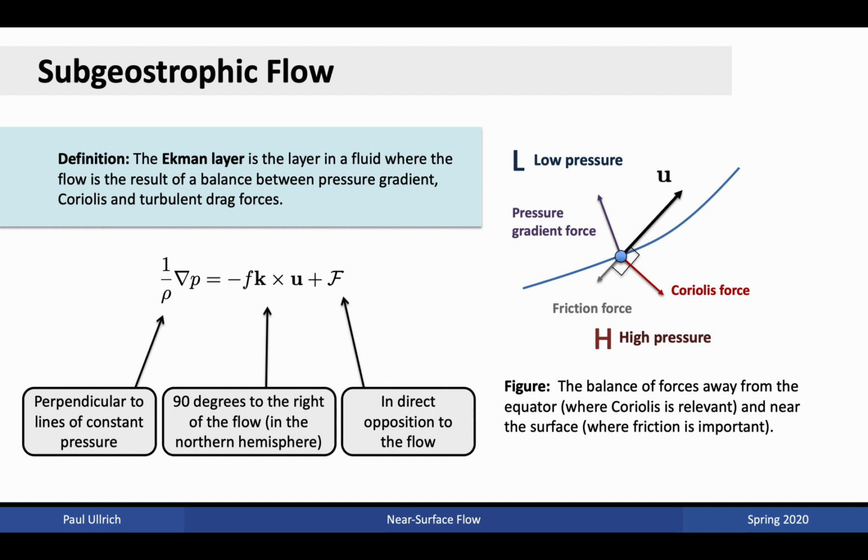This layer is known as the Ekman layer of the atmosphere. It's where the frictional forces cannot be neglected, and where in the fluid, the flow is the result of the balance between pressure gradient, Coriolis, and turbulent drag forces.